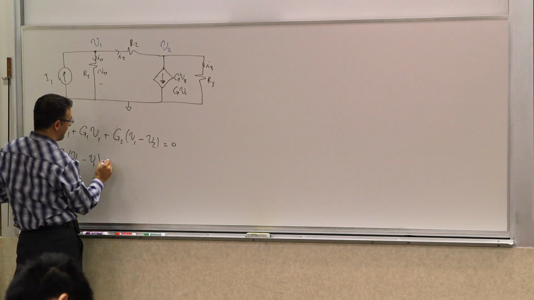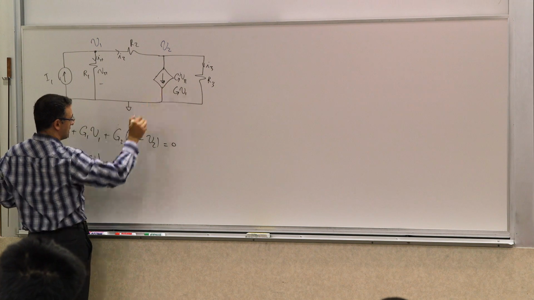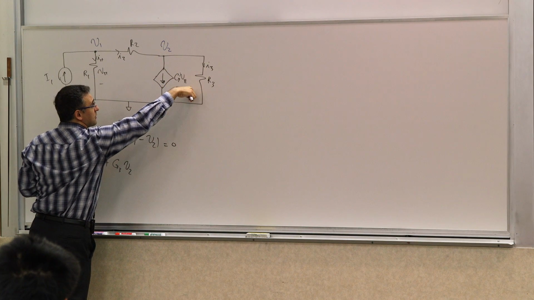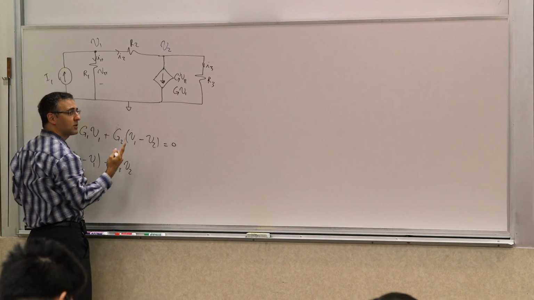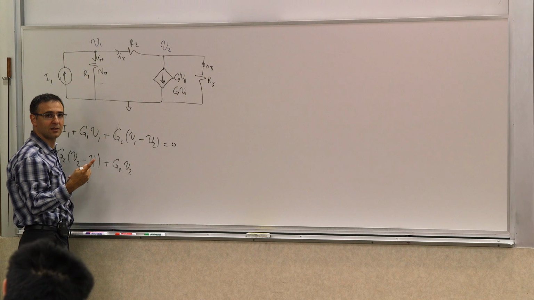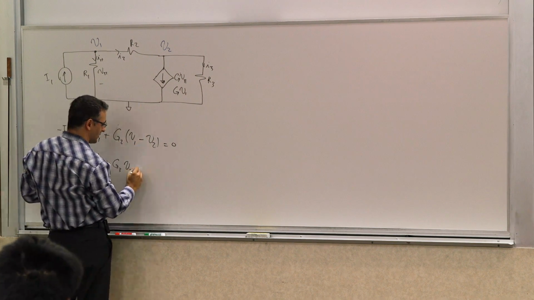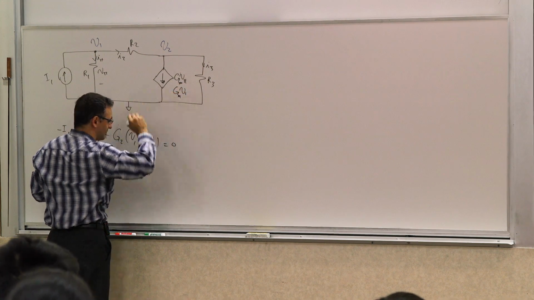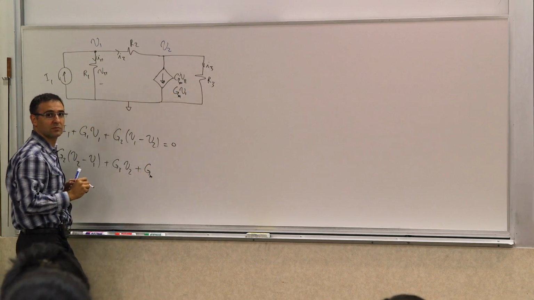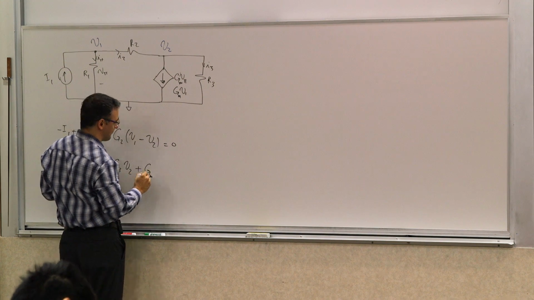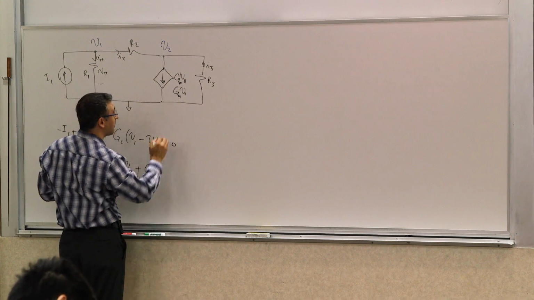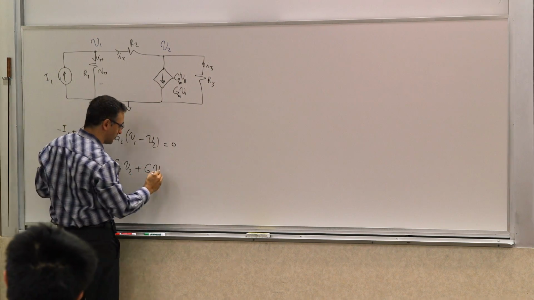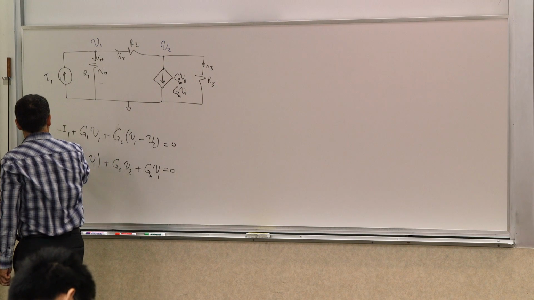Okay, what else do you have? You have G3 V2, which is the current through that resistor. You have one more current, which is what? This dependent current source, right? Let's call it G sub M. GM V1, right? That's the current. And it's written in terms of V1 or V2. So these are the two equations.